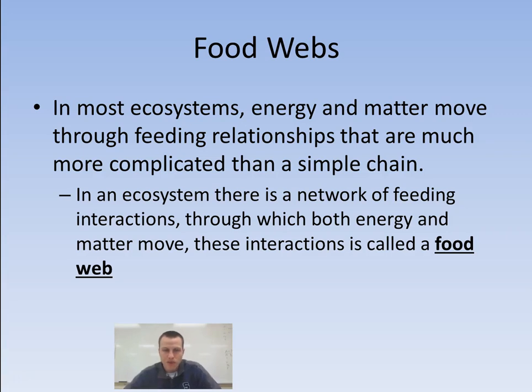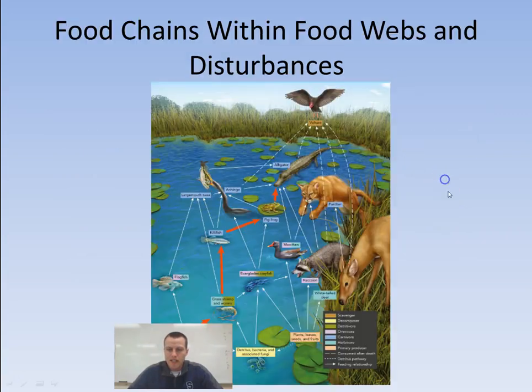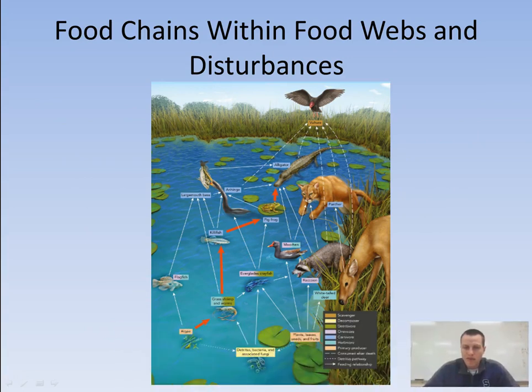So that's where food webs come into play. In an ecosystem, there's a network of feeding interactions. So there's a lot of interactions between organisms feeding on each other, passing on energy from one organism to the other, through which both energy and matter move. These interactions are called a food web. All right, and this next page here will show you a good diagram of a food web.